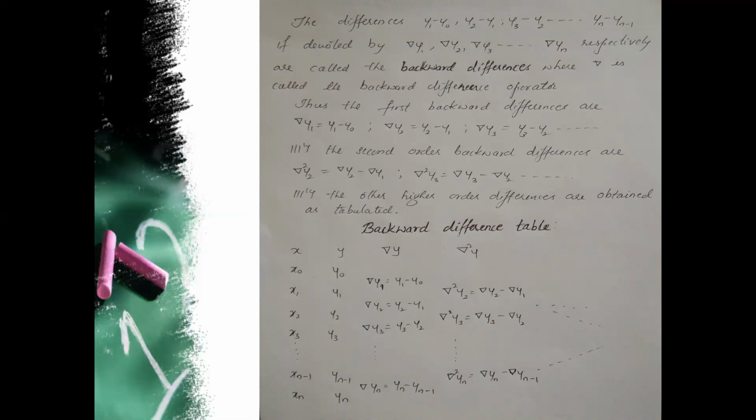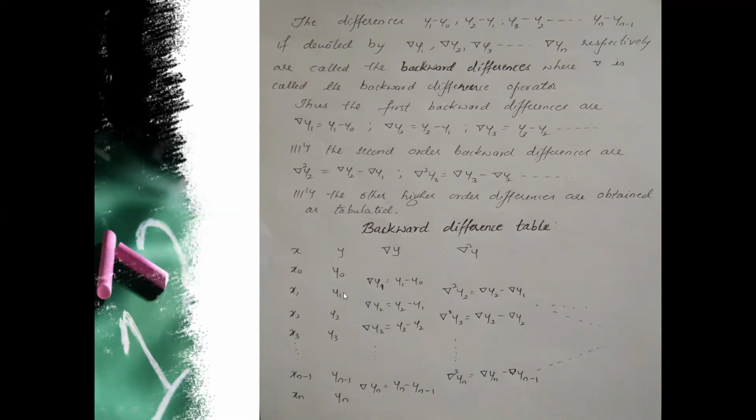Now the backward difference table is given here. x, y, then del y, del square y, and we go on listing all the differences. Values of x in one column, values of y, then del y. The way we take the differences is the same, only the notation changes here. In forward difference, it is denoted by delta y0, whereas in backward difference, we denote it by del y1. The calculation is the same, y1 minus y0 only. Only the notation changes here.